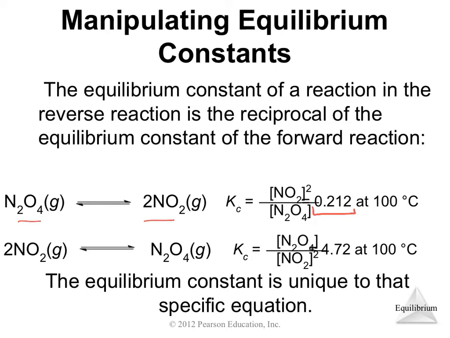If we want to look at the equilibrium constant for the reverse reaction, we would flip the reaction, and now we have 2 NO2 in the reactants and the N2O4 in the products. Basically what we've done is flip the reactants and the products, and so we have a totally different value. The way to get that is to take the reciprocal. So we can do 1 over 0.212, and that is going to equal 4.72. So we're flipping the reaction.